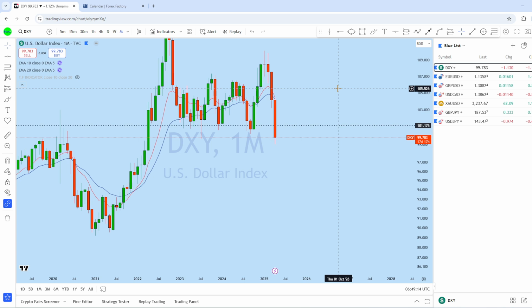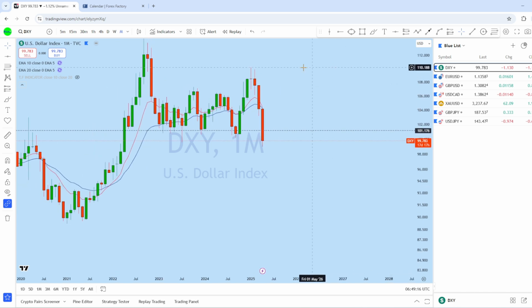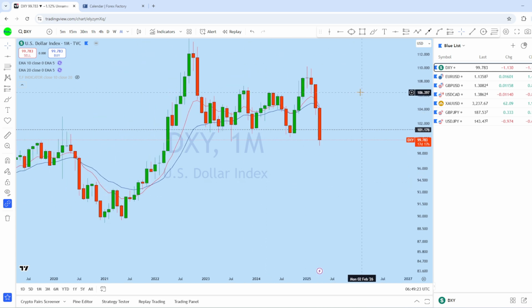Looking at monthly DXY, we can see that back to back now 3 months DXY is in an increasing downtrending market structure. So what do I mean by increasing? If we closely look at it, we can see that every month there is a bigger red candle formation, which is a sign that the market is in a very strong downtrend.